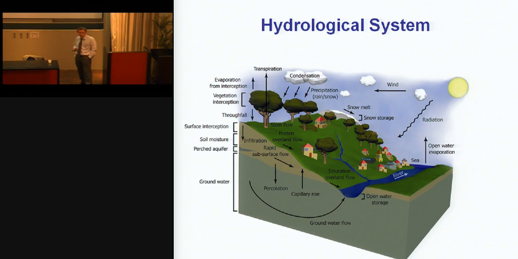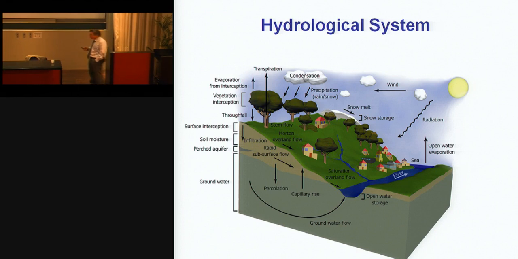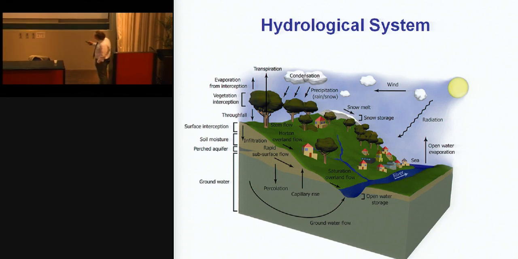A real catchment is a very rough simplification of reality, what you see here. The input to the system is the precipitation, rain or snow. This rain or snow hits the surface. Some of it stays at the leaves or goes down in the soil surface. Then we have so-called infiltration. That's the flow of the water into the subsurface.